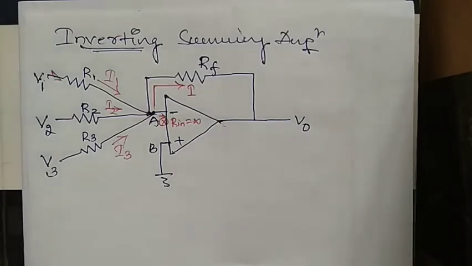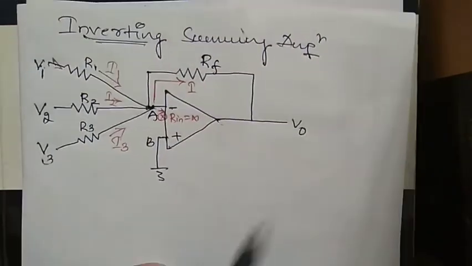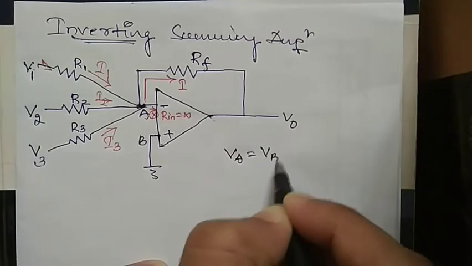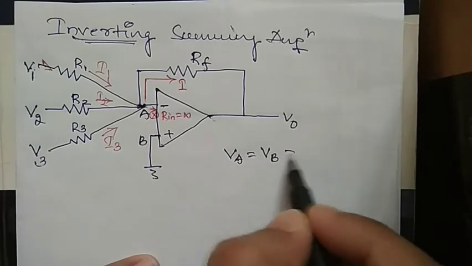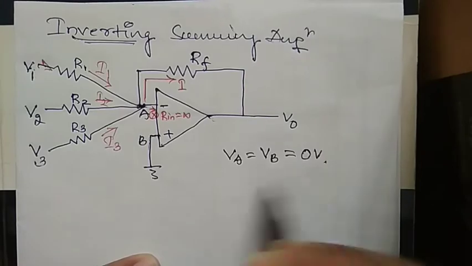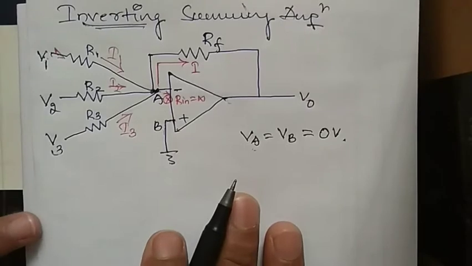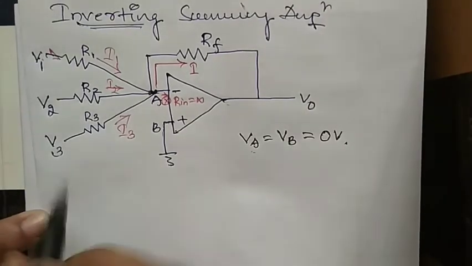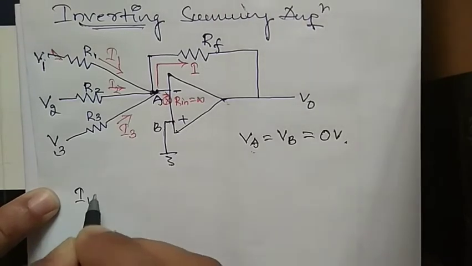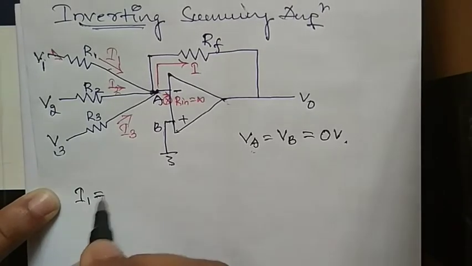So first let me consider the virtual ground. What we have defined here is that your VA voltage equals the VB voltage. VA equals VB, and VB is connected to where? That is ground. It means 0 volt. So your VA voltage and VB voltage is 0. So using Ohm's law, let me derive the whole thing. Using Ohm's law, first let me consider I1, I2, I3 and I. Then we complete the derivation.